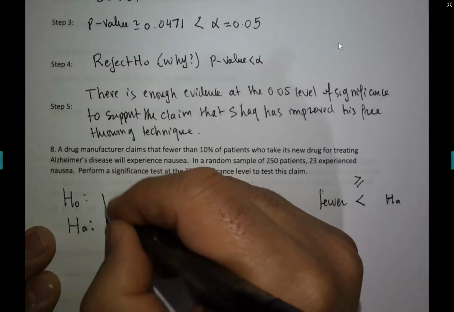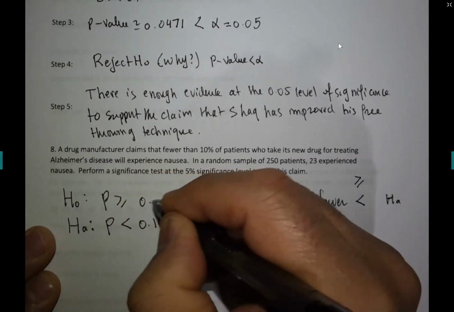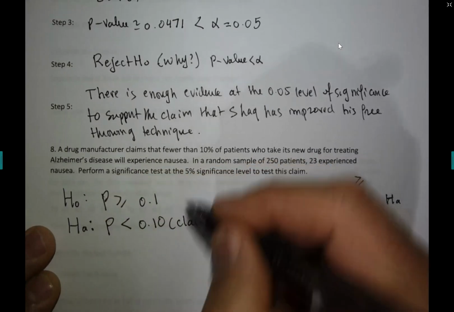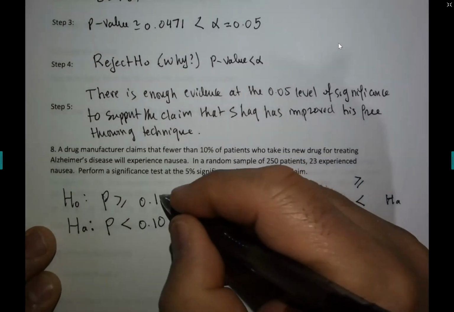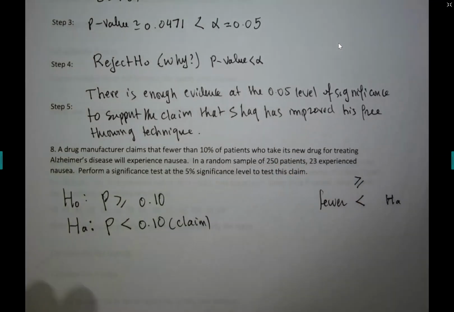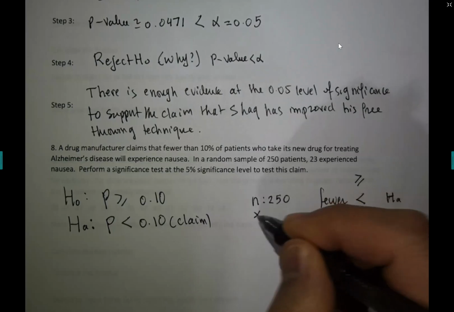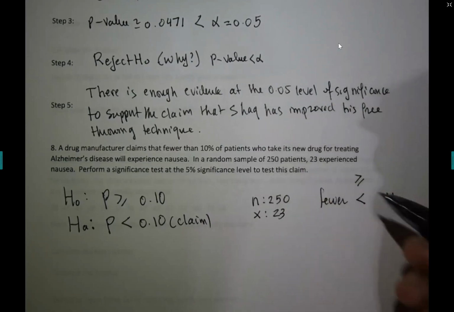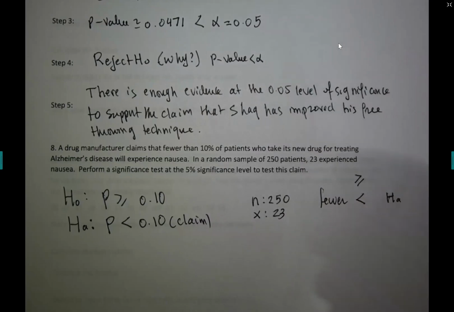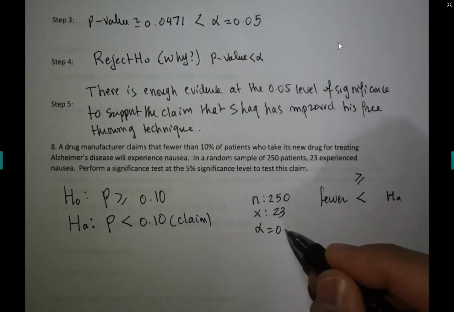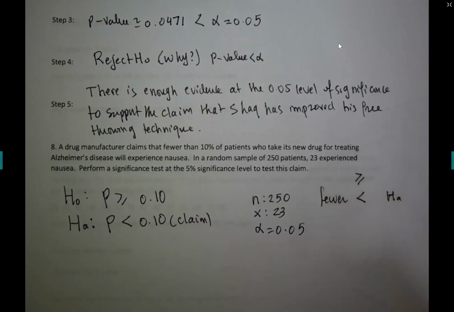That's why, guys, I spent quite a bit of time with you stating the null and the alternative hypothesis, because that's very, very important to state it properly. In a random sample of 250 patients, 23 experienced nausea. So the big number, guys, is always N, and the small number is always X. Test the claim at 5%. Okay, let's do it.